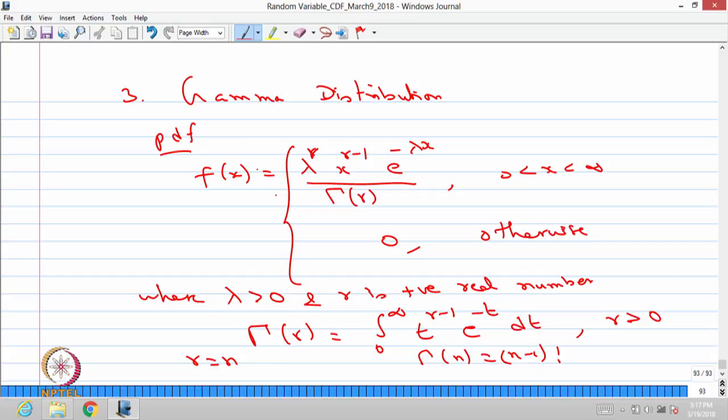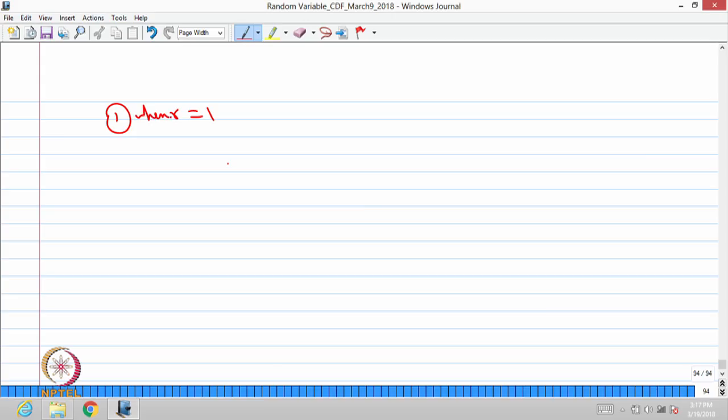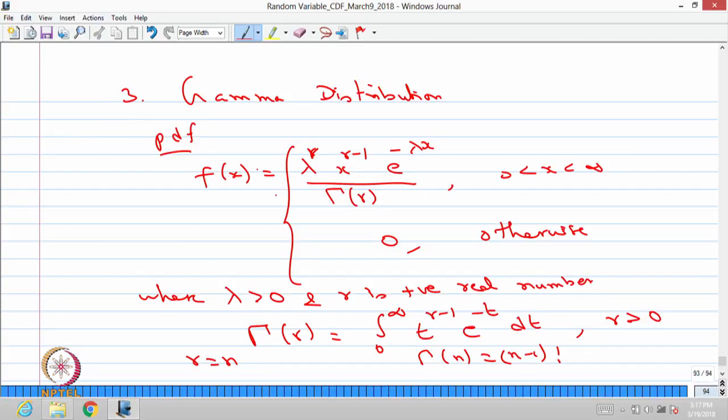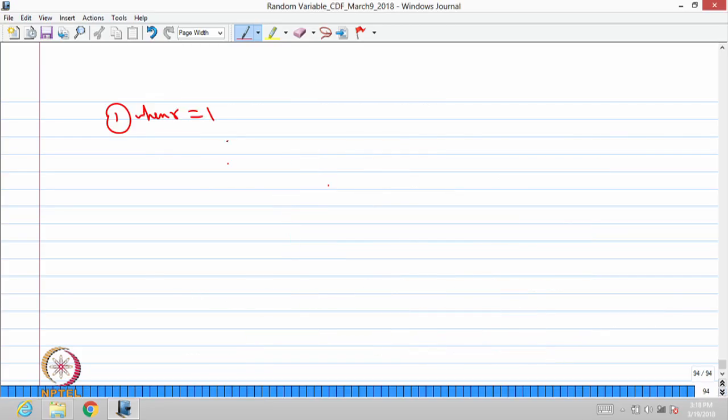That means lambda power r divided by gamma of r is a normalizing constant, because that makes the whole integration 1. One more observation: when r is equal to 1, this f of x simplifies to lambda times e power minus lambda x, where x lies between 0 to infinity, otherwise 0. If you recall, this is the same as the probability density function of exponential distribution. Therefore, when r is equal to 1, this becomes an exponential distribution with the parameter lambda.